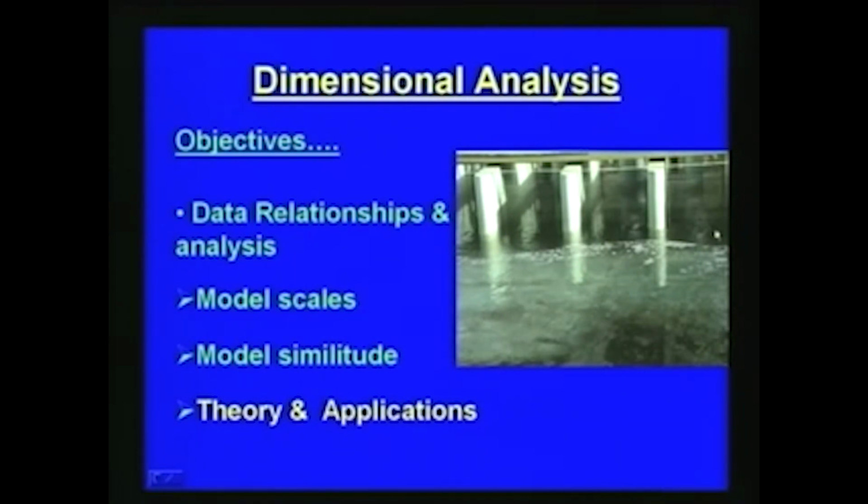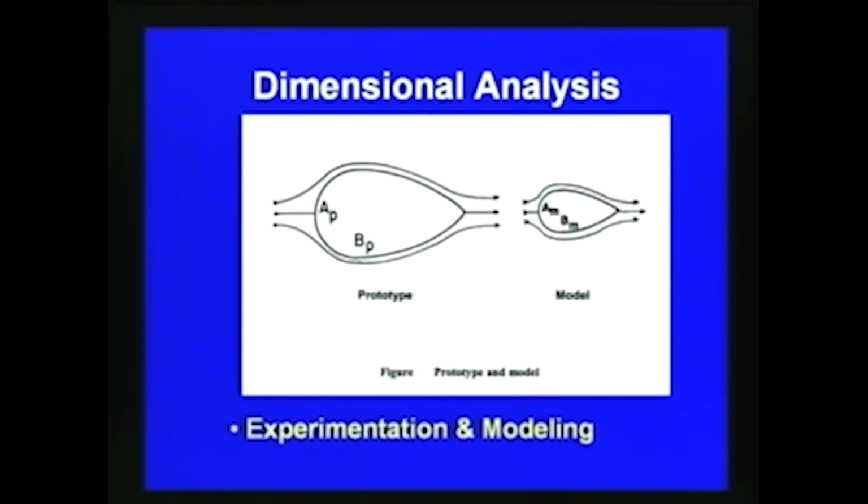For this particular model, some photographs are shown here. We first did a dimensional analysis, and then derived the model scales. For this particular problem, a 1:8 scale is used with respect to the field problem, and we put in various input parameters and conduct the experiments to derive various relationships and obtain various results. So, these are the important objectives of this topic on dimensional analysis. Now, what is dimensional analysis?